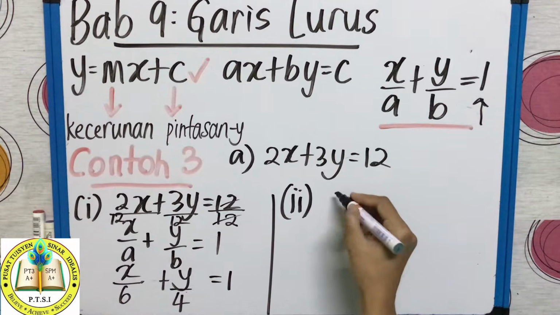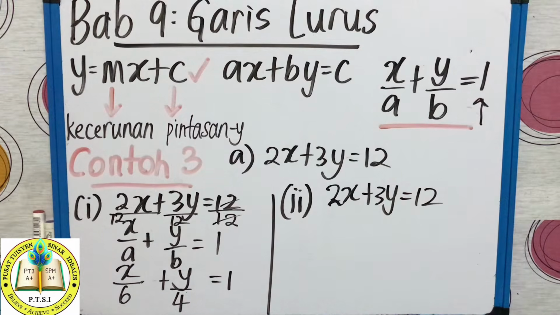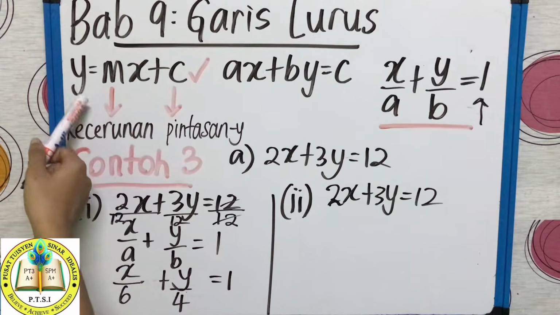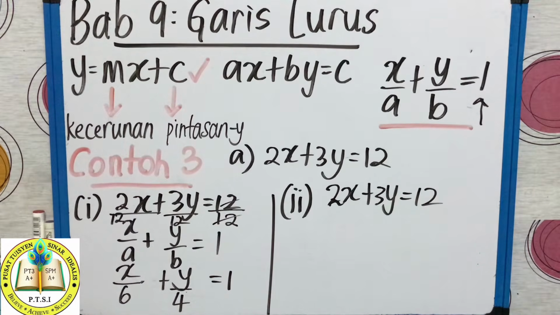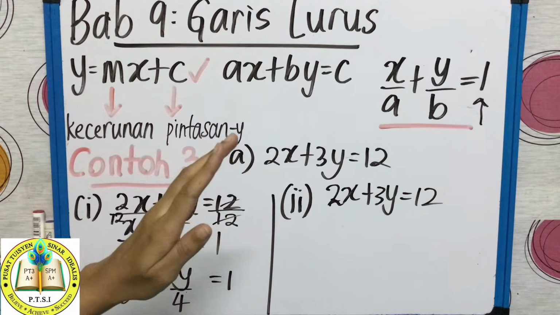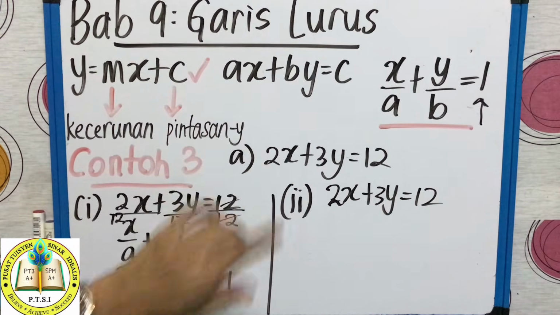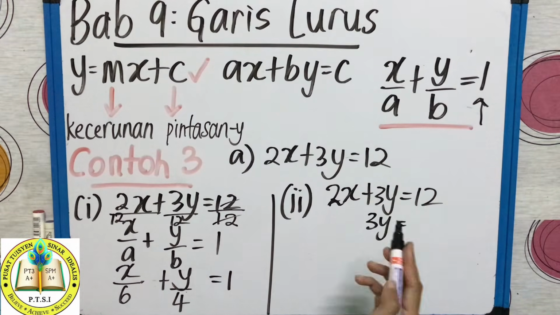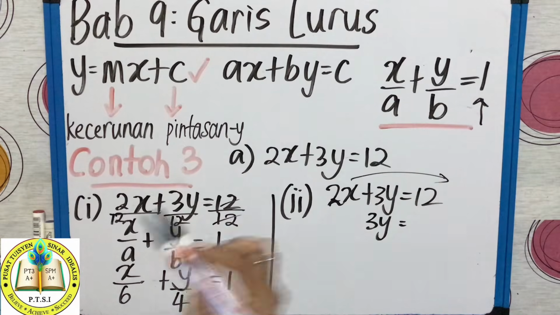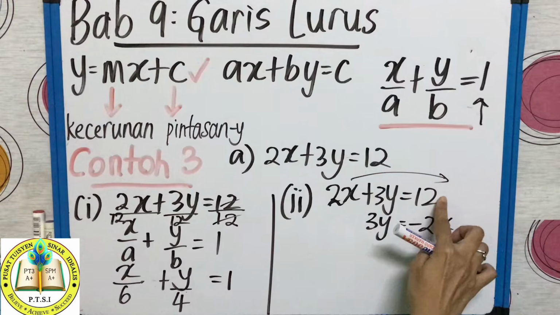Now we go to Roman 2. Just the same equation. 2x plus 3y equal 12. The same equation, tapi tukar kepada bentuk yang ini. Okay, what is the bentuk class? Y equal mx plus c. That means what teacher told you? The y must be on the left. The other all on the right. So yang ini 3y, cikgu biarkan di sini. But the positive 2x go there. Negative 2x. Then I put the 12.